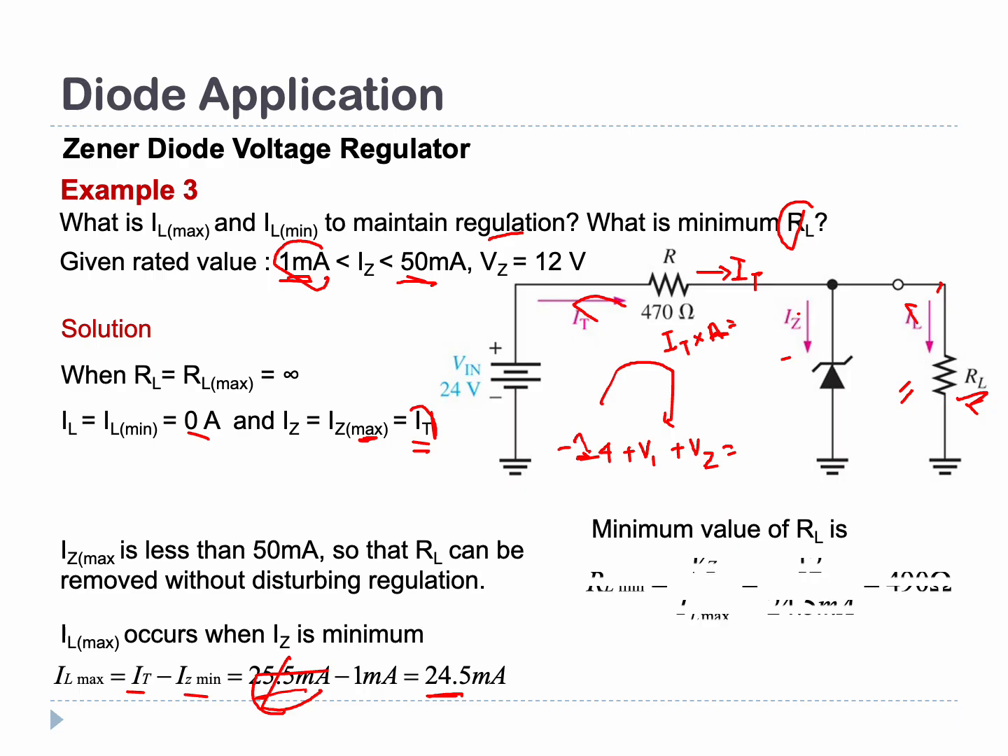Alright, so once you know your IL max, of course you can calculate your RL minimum. So based on the previous slides, to know the value of RL minimum, the load current is at a maximum value, right? So assuming that the Zener is turning on, 12 divided by 24.5, you will get 490 ohm, right?